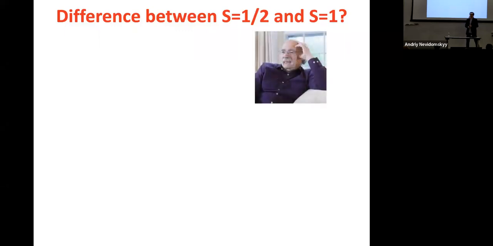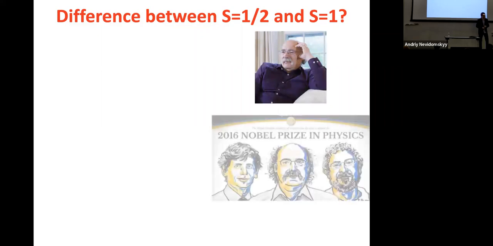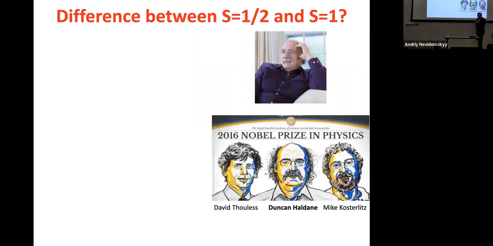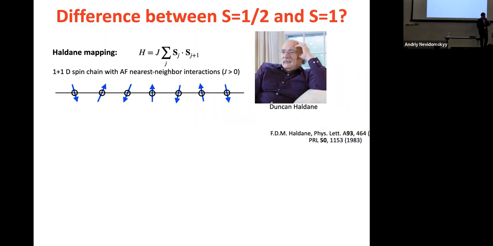Okay. Can anybody tell me who this gentleman is? How about now? Yes, okay. So I had to dig up the picture. That's what Duncan Haldane looked like when he was formulating his theory in the early 1980s. So indeed, Duncan Haldane got the Nobel Prize largely for his contribution to topological physics. Not only this, but this was one of the major reasons why. What Haldane was trying to understand is precisely whether there's a difference between spin half and spin one.